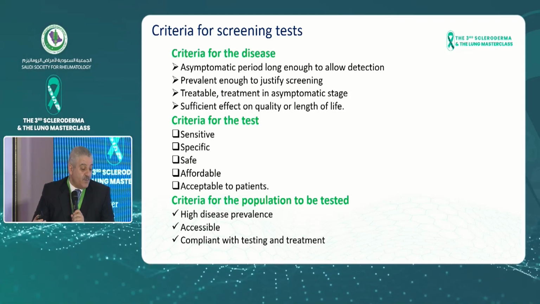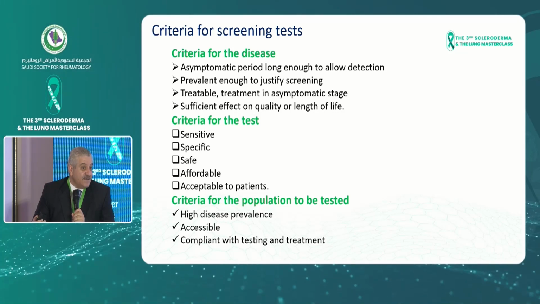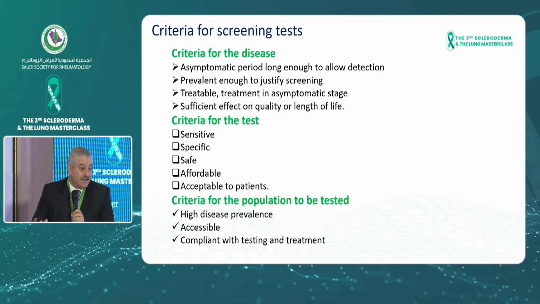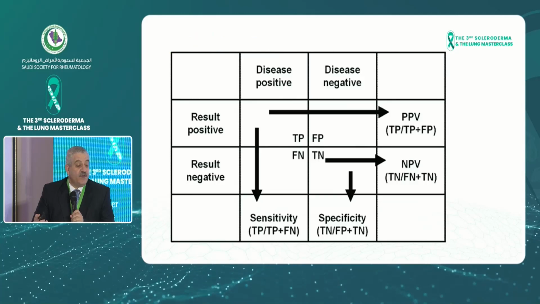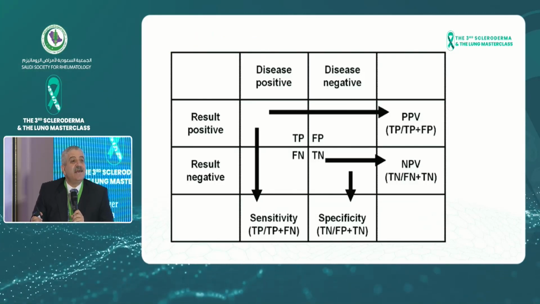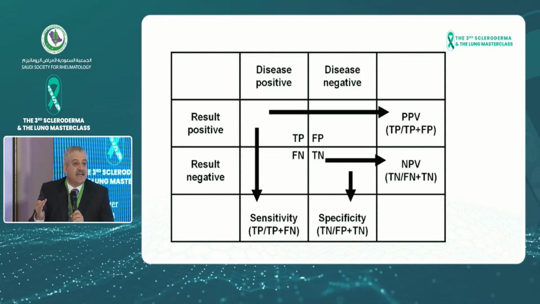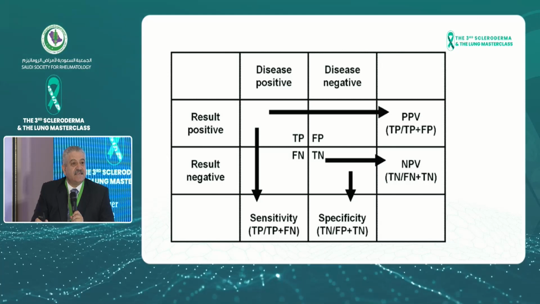And the population has to meet certain criteria: disease prevalence is somewhat high, they are accessible, you can really outreach them and get them to come to a screen, and they have to be compliant with what you suggest. When we talk about sensitivity and specificity, and this is very important, these are specific to diagnostic tests and screening tests. Just a quick revision of the statistics.